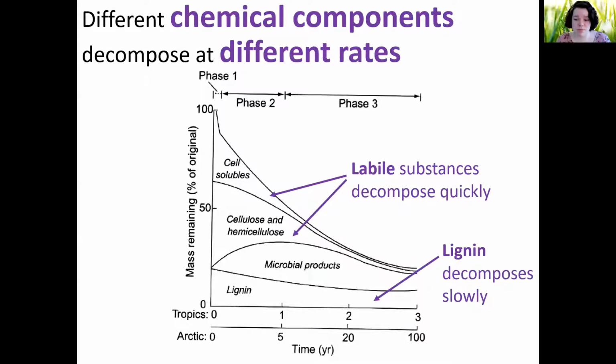Larger, more complex molecules, which we collectively refer to as lignins, decompose very slowly. Most organisms do not have the enzymes capable of dealing with these molecular structures, so they tend to accumulate in the soil. Also, one more thing, notice the differences in time scale on the x-axis between tropic and Arctic ecosystems. We'll come back to environmental conditions in just a bit, but the rates at which material breaks down are related to quality, but also to local environmental conditions.